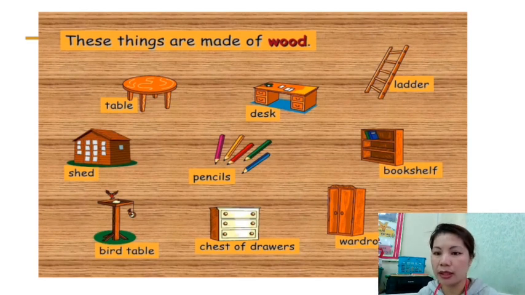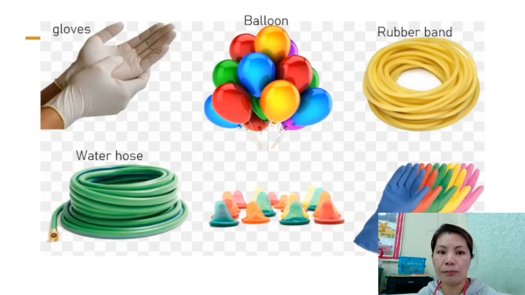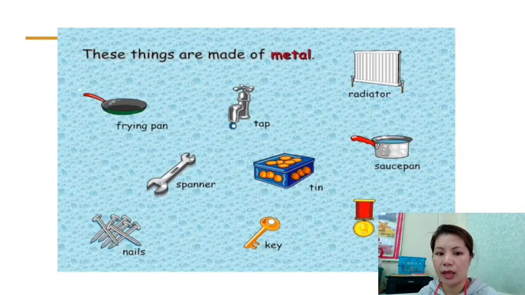Next are the things that are made of rubber. For rubber, we have gloves, a balloon, a rubber band, a water hose. Okay, so these are the things that are made of rubber.